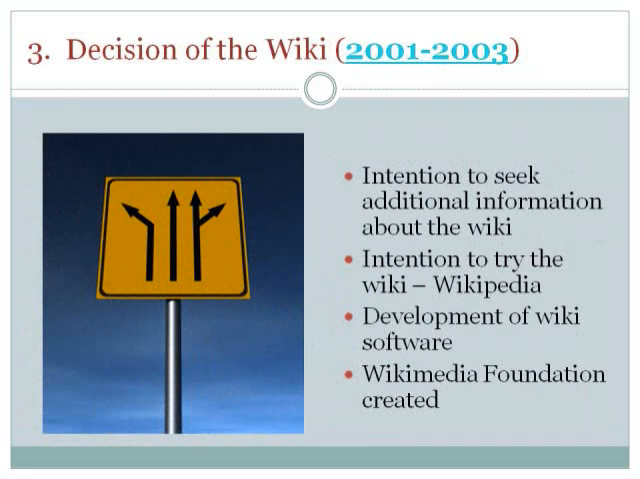The third stage of the innovation decision process is decision. For the wiki, this stage occurred between the years of 2001 and 2003. There was a big intent to seek additional information about the wiki, the intention to try wikis, especially Wikipedia, and the development of more wiki software. Also, Wikimedia Foundation was created.